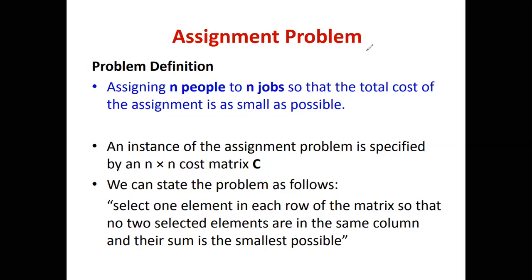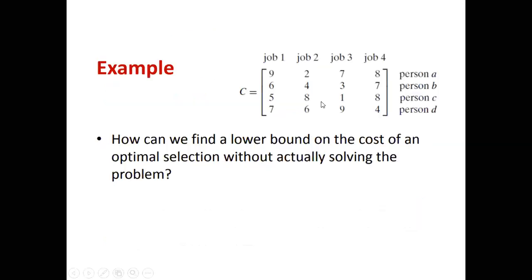Let me show you with one example. Consider this example. We know there are four persons, A, B, C, and D, and four jobs. Each person should be assigned one job, and the final cost should be the minimum one. That is the problem statement.